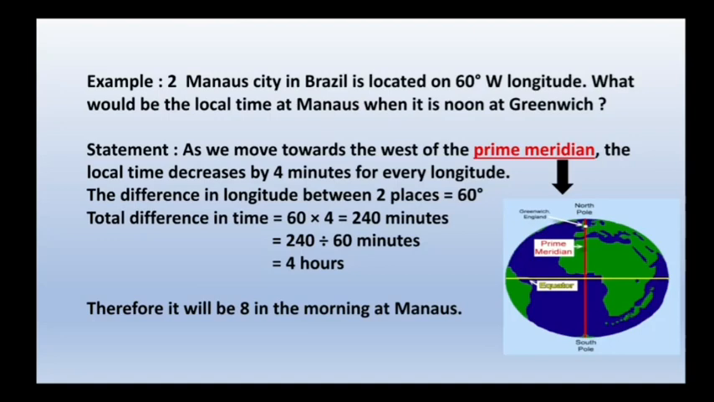So children, as Manaus is located to the west of Greenwich, the local time of Manaus is behind Greenwich time by 4 hours, and therefore when it is noon at Greenwich, it would be 8 in the morning at Manaus. So children, in this way we can calculate the local time of a place.